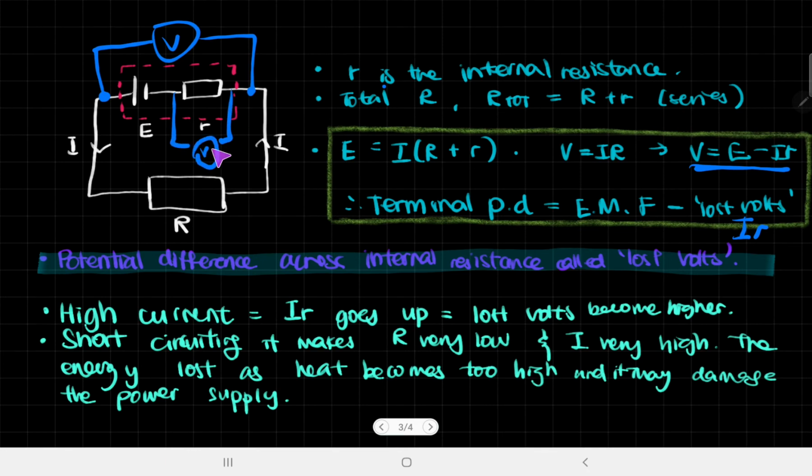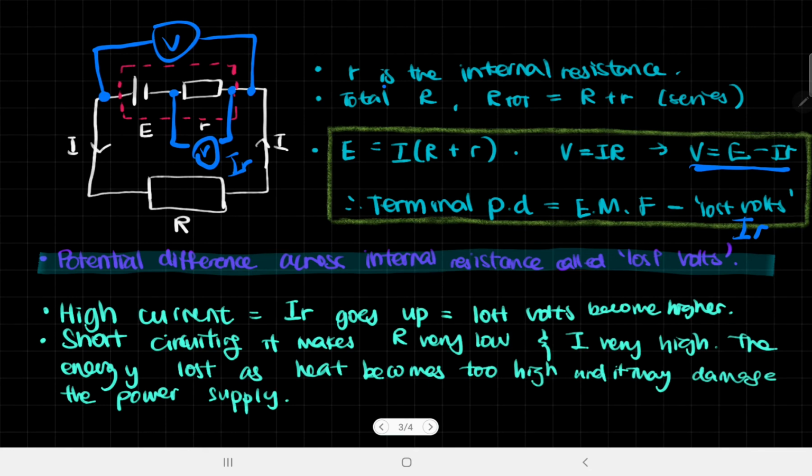So if we put a voltmeter over here, we would get Ir, which is the lost volts. So this is pretty important: terminal PD equals e.m.f minus lost volts. The potential difference across the internal resistance of a cell is called lost volts, which is what I've drawn here. So this is the definition of lost volts: the potential difference across internal resistance.